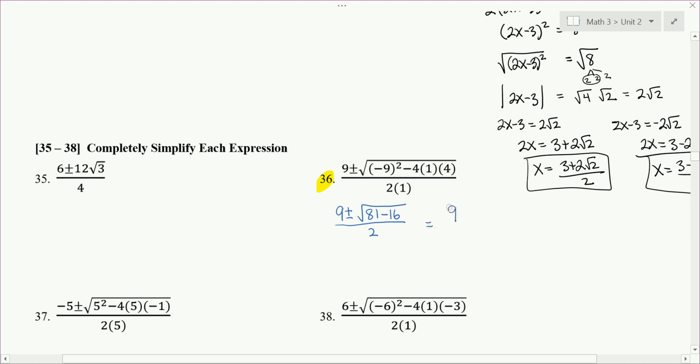So now we have 9 plus or minus the square root of 81 minus 16, which is 65. And then see if we can simplify it further. 65 is 5 times 13. And both 5 and 13 are primes. So 65 is reduced as much as we can, and there we have it.